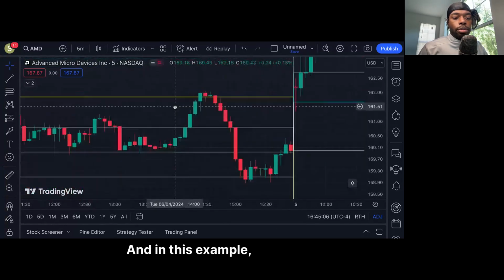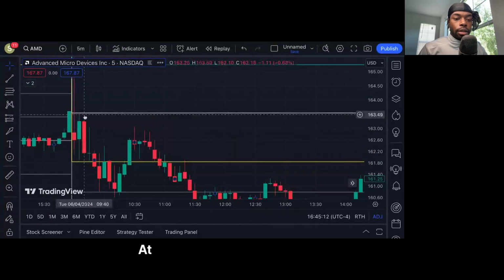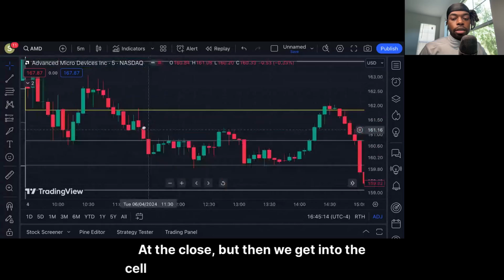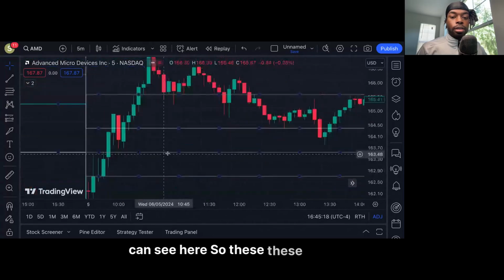And in this example, we open up again at the close, but then we get into the sell zone and we end up selling off, as you can see here. So these levels work really well.